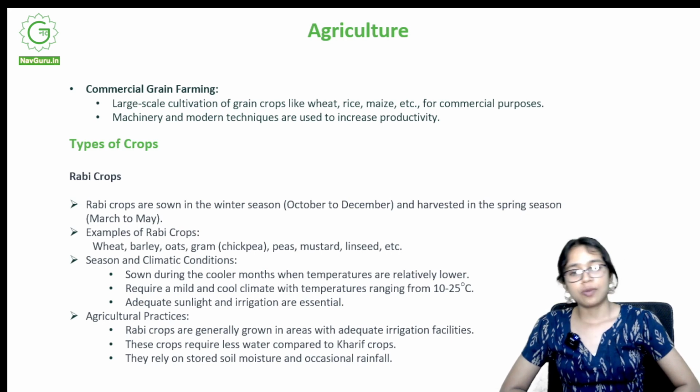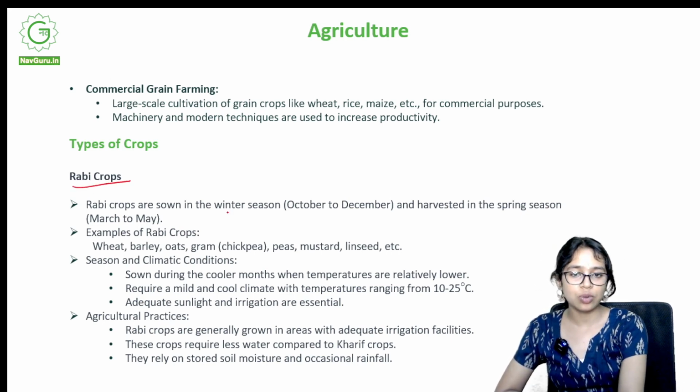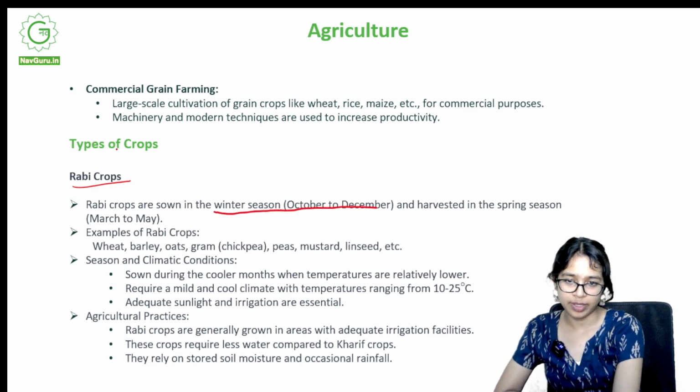What are the types of crops now? Okay, so this is something that we understand. Rabi crops. Rabi crops are sown in winter season. Remember, Rabi crops are sown in winter season. We'll do this.